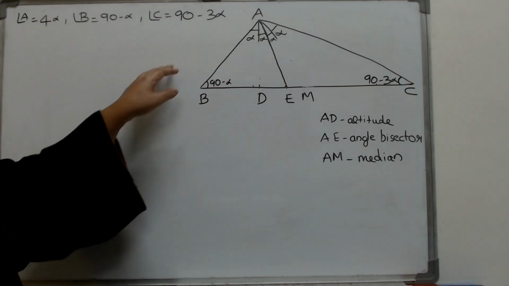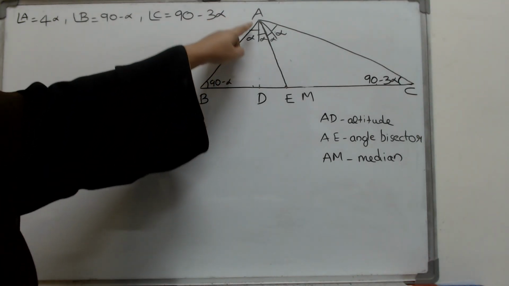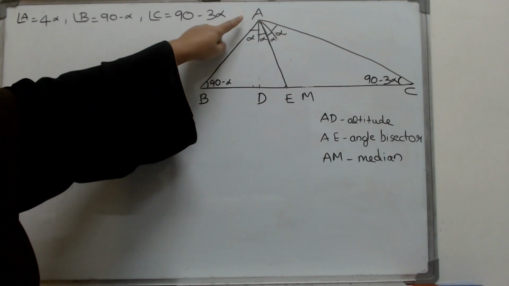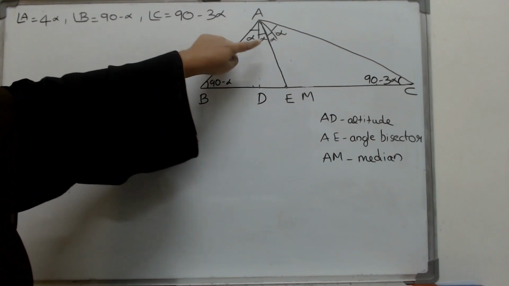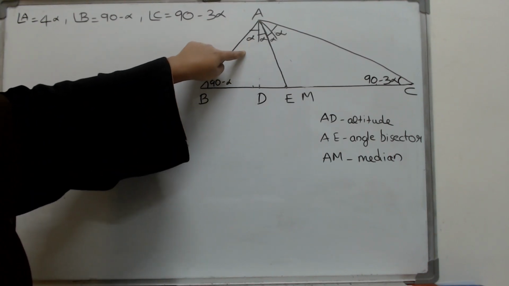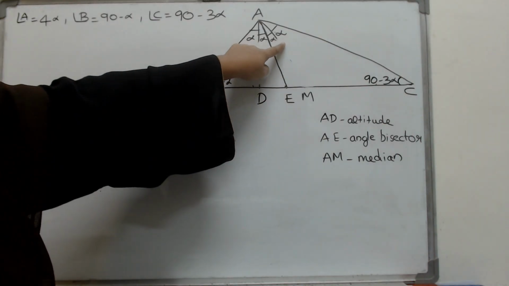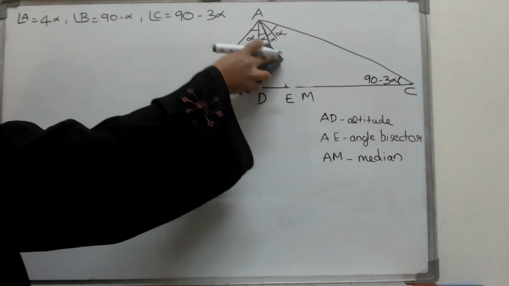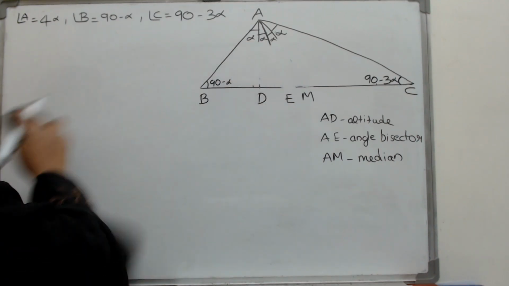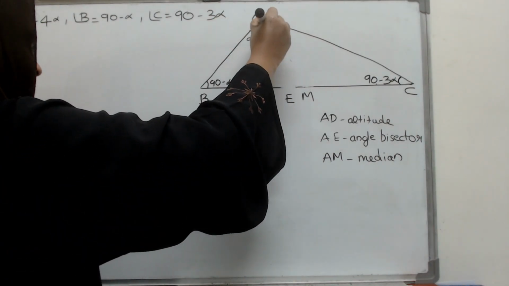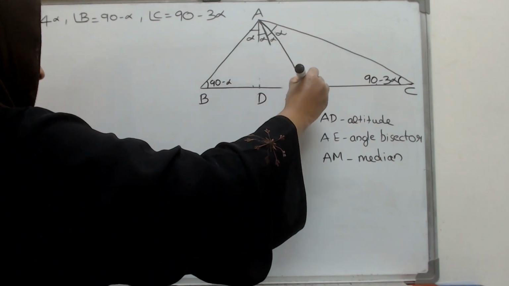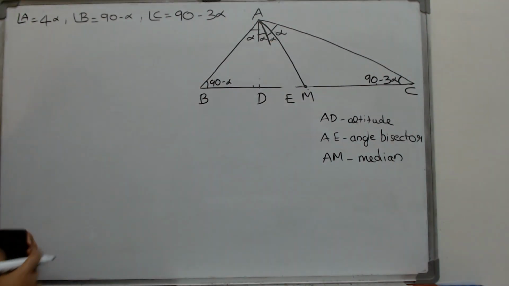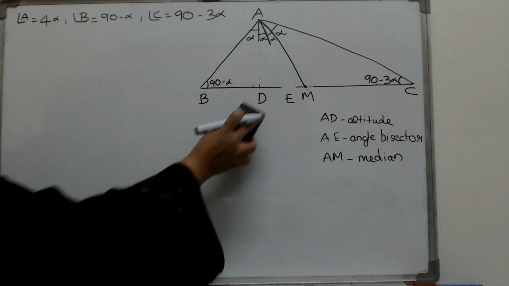Is that true? If you look at the figure, the line AE divides the angle A into 2 equal parts. You have a 2 alpha here and you have a 2 alpha here. So that is good. Now we don't need AE also. AE has also finished its duty. Now we are stuck with the last and the final line, which is AM. What is AM? It is the median.